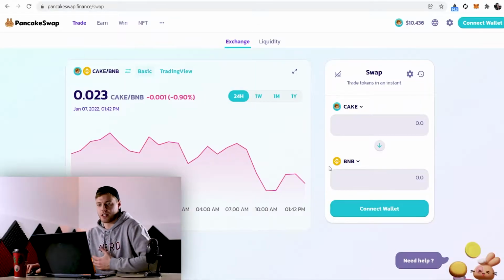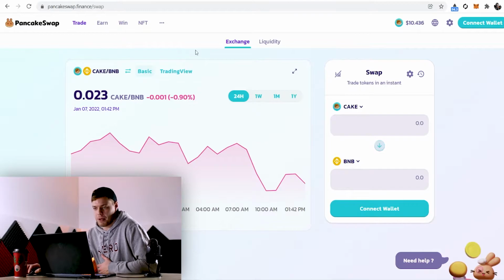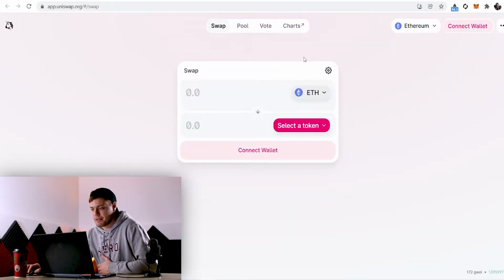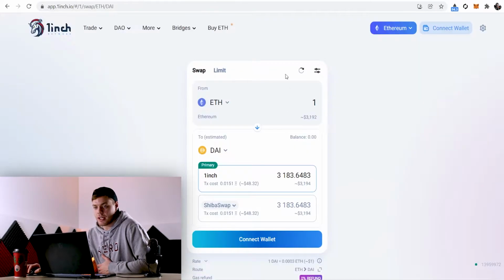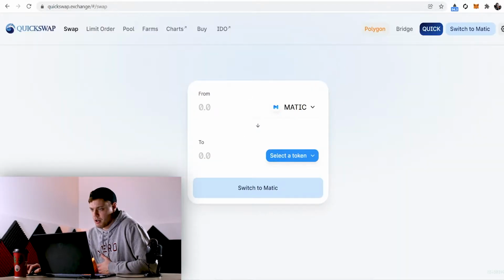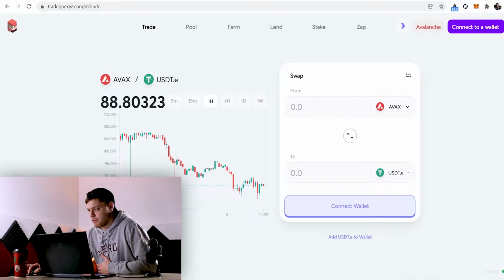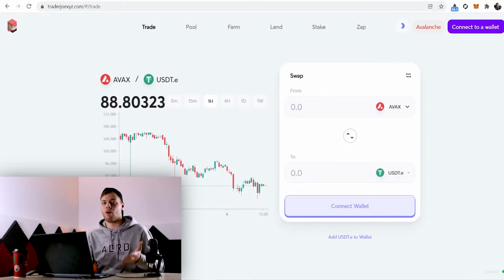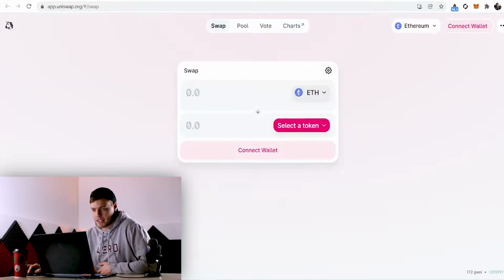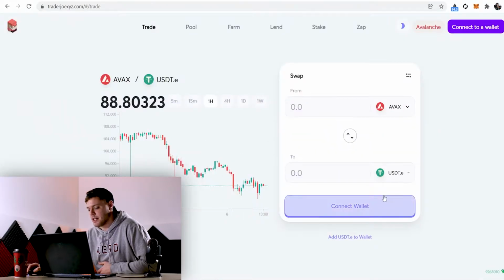So to show you what I mean, this here is PancakeSwap. It's the main DEX on Binance Smart Chain. This is Uniswap. This is the main DEX on Ethereum. This is 1inch, another DEX on Ethereum. QuickSwap, this one's on Polygon, and Trader Joe, this one's on Avalanche, and I could go on, but you can see they're all pretty much the same. They're a little bit different aesthetically, but basically the same idea across the board.